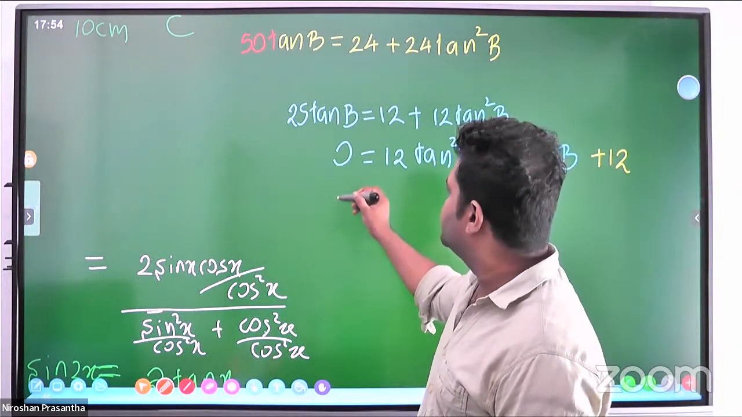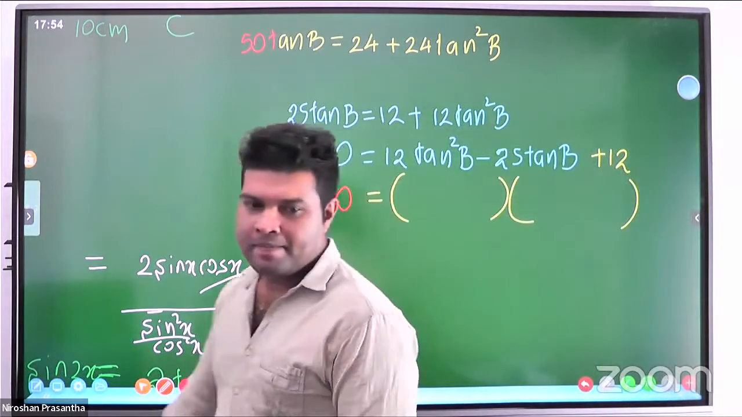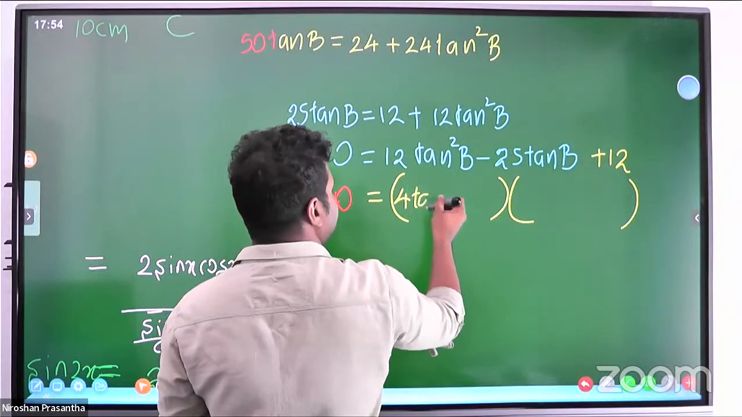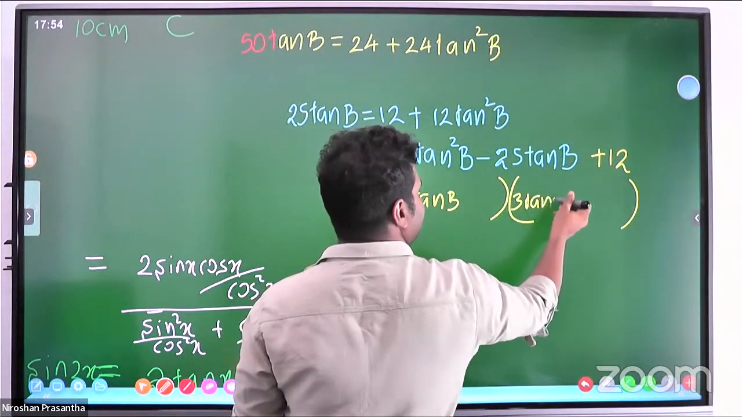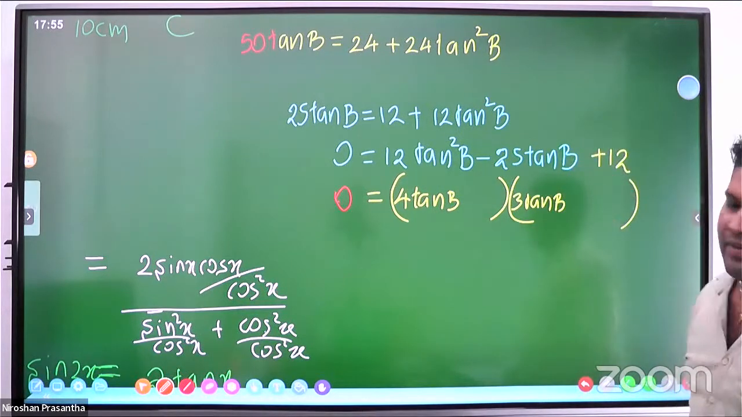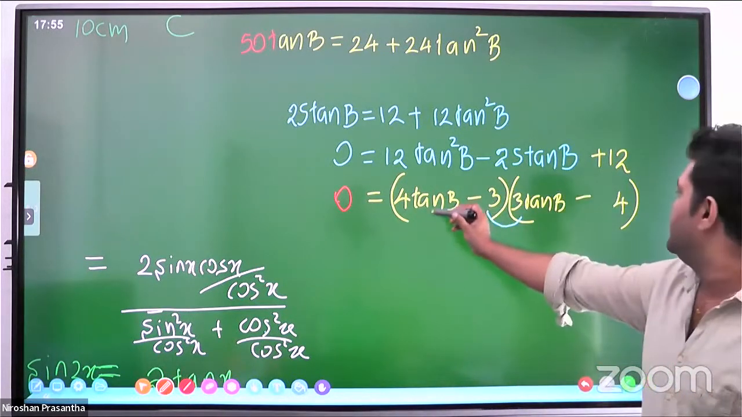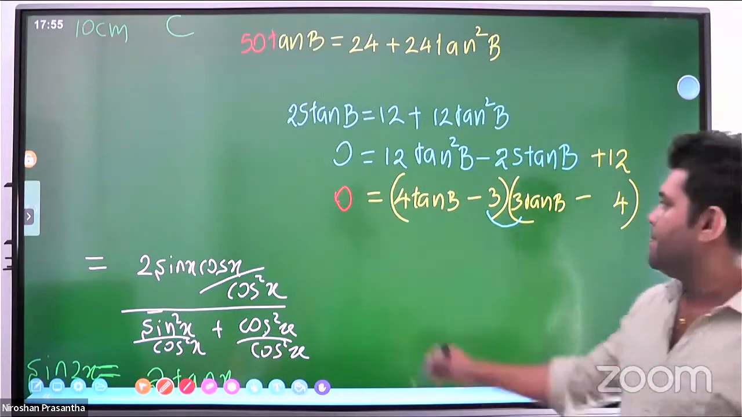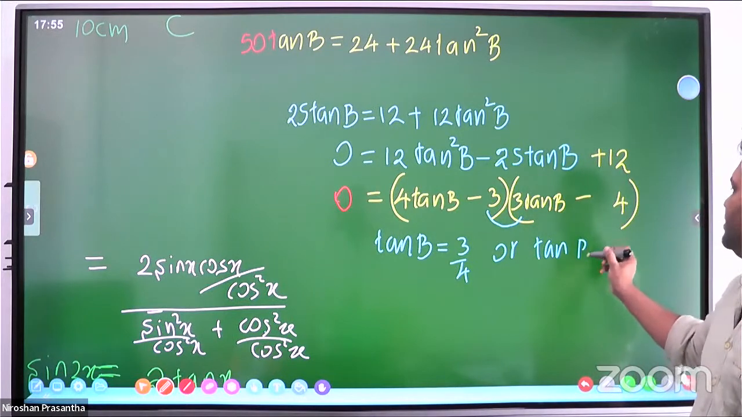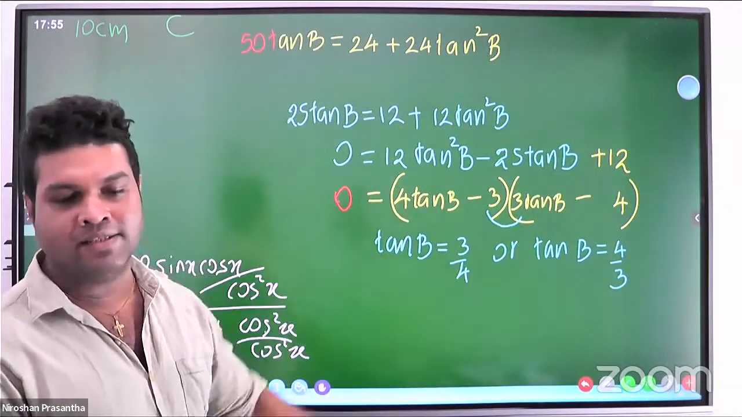And 0 equal, now factorize this one. We can write 4 tan B and 3 tan B, that will be the 12 tan B. But to make the 25 from 12, 4 times 3, therefore 4 and 3 we can write, with minus minus: minus 9 tan B and minus 16 tan B, minus 25 tan B. So tan B equal 3 over 4, tan B equal 4 over 3. Here, there are two distinct triangles.